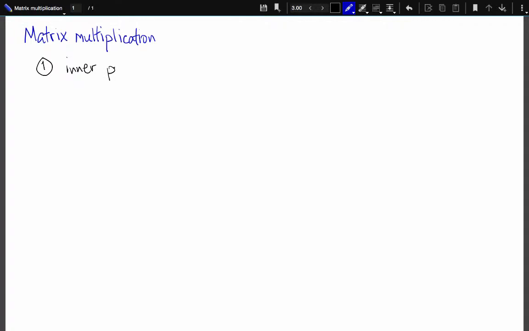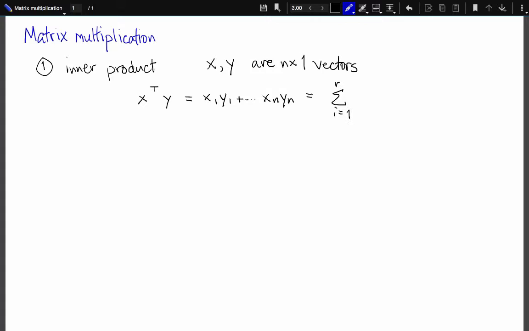Number one is that you have an inner product between vectors. So if x and y are both column vectors of the same length, remember all of our vectors are column vectors in this course, then x transpose y is a row vector times a column vector, and it's done the same way as what you call the dot product in vector calculus. And we can either write it out or we can use sigma notation, whichever seems more convenient.